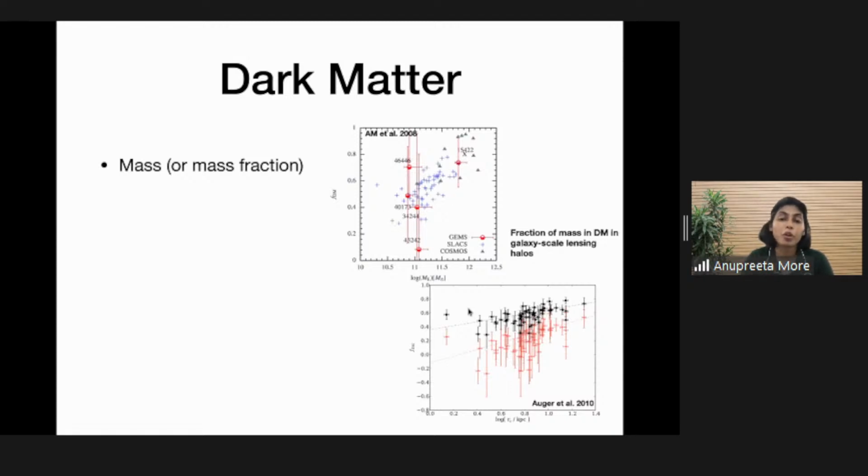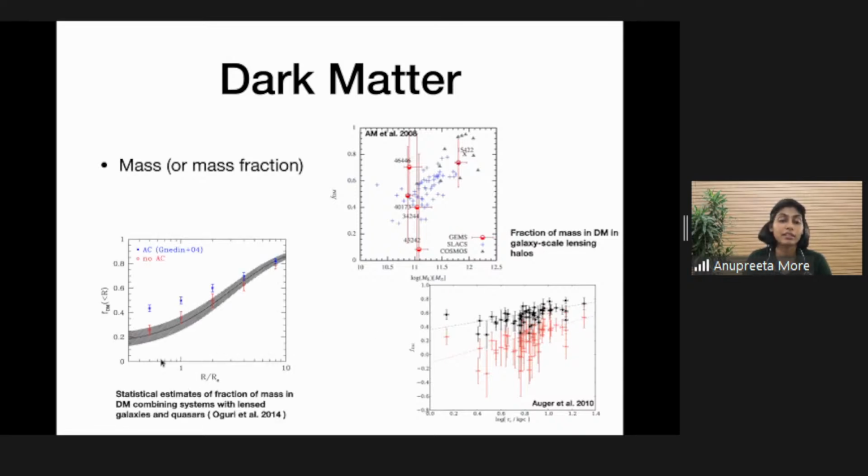I'm just showing a few plots from various studies here, where the fraction of dark matter within these strong lensing galaxies is measured. Here, for example, it is shown as a function of the mass of the lensing galaxy. Here it is shown as a function of the radial distance: as you go from the center of the lensing galaxy to the outskirts, how the fraction of dark matter changes. This is another study, again done with a heterogeneous sample of lens systems, to quantify the fraction of dark matter as a function of the radius.